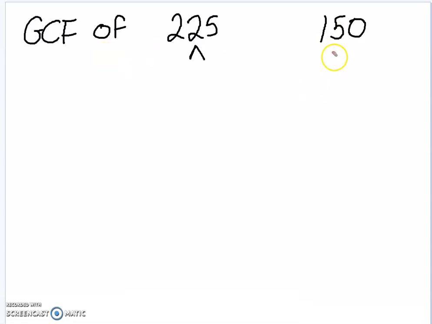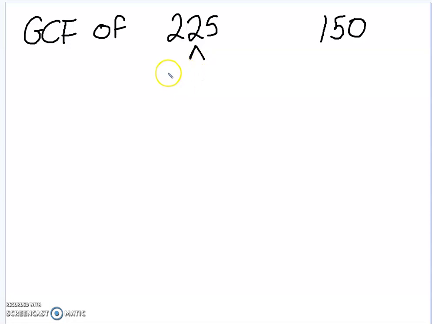So this problem here is asking us to find the greatest common factor of 225 and of 150. So we're trying to see what is the biggest value that both of these are divisible by. So we're going to break them down into their prime factor trees.